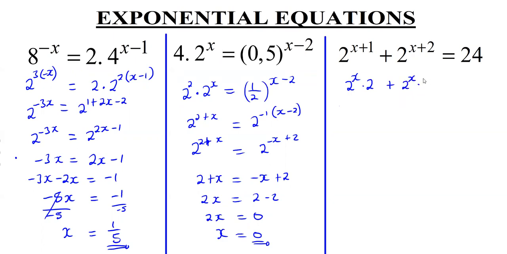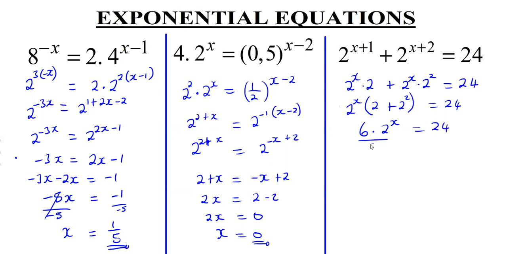Then here, times 2 to the power of 2 is equal to 24. Now, for this one here, you don't need to stress much, because now we're having 2 to the power of x here, which you can factor out. If you factor out 2 to the power of x in bracket, you're left with 2 plus 2 squared, which is equal to 24. Now 2 squared is 4 plus 2 is 6. So this is 6 times 2 to the power of x is equal to 24. Then you divide by 6.